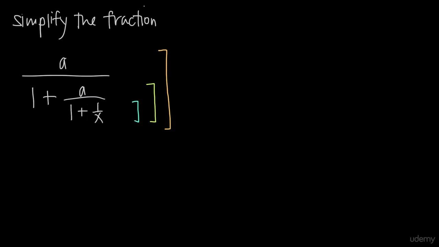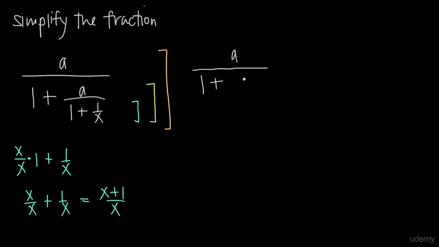So if we take this out here, and let's write this in a corresponding color, we have 1 plus 1 over x. In order to find a common denominator, we'll need to multiply this 1 here by x over x, because when we do that, we'll get a common denominator with this fraction where the denominator is x. So when we simplify x over x times 1, we get x over x, and then we have plus 1 over x here. Now, because we have a common denominator, we can add these together and we get x plus 1 over x. That means we can rewrite our original fraction as a over 1 plus a over x plus 1 over x.